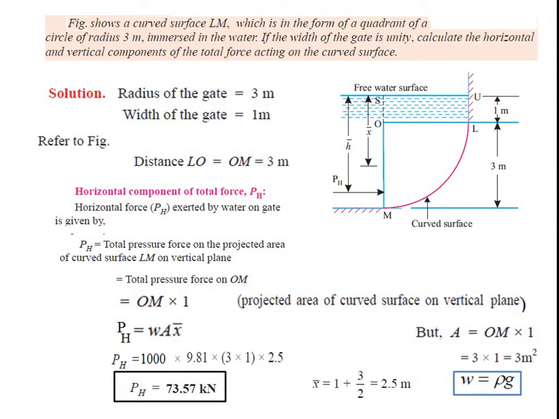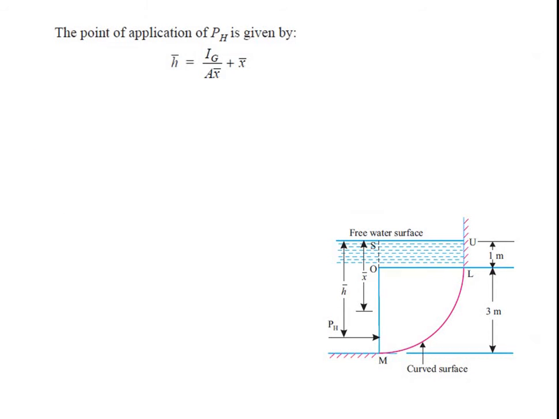Initially we will calculate the point of application of PH. Now for the point of application of force, we know that H bar is equal to Ig divided by A X bar, plus X bar, for a vertical plane. And therefore Ig is the moment of inertia of OM about the center of gravity. So it is nothing but B D cube divided by 12. Now here B is equal to 1 and D cube is 3 cube.